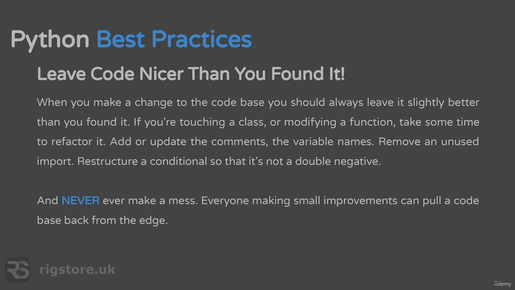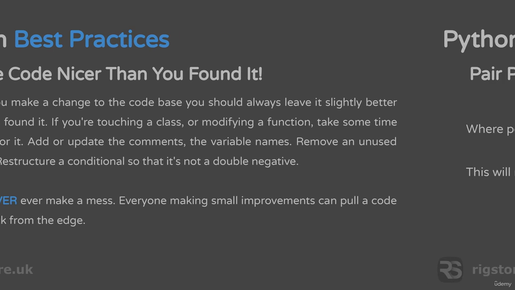Leave the code nicer than you found it. Okay, this should be just true for all life. Just try to leave any area, any situation better than you found it. When you make a change to the code base, you should always leave it slightly nicer than you found it. If you're touching a class or modifying a function, take some time to refactor it. Add updates to the comments, the variable names, remove an unused import, restructure a conditional so that it's not a double negative. And never, ever make a mess. Everyone making small improvements can pull a code base back from the edge.